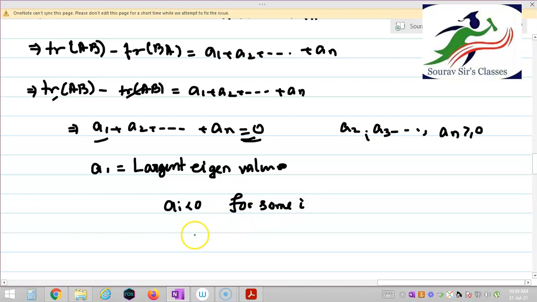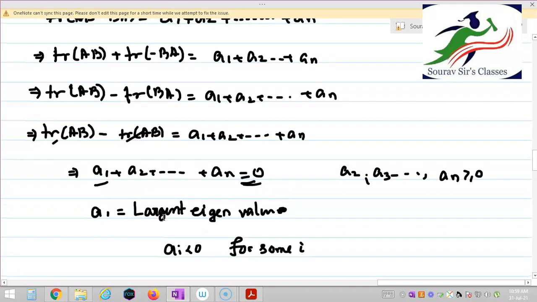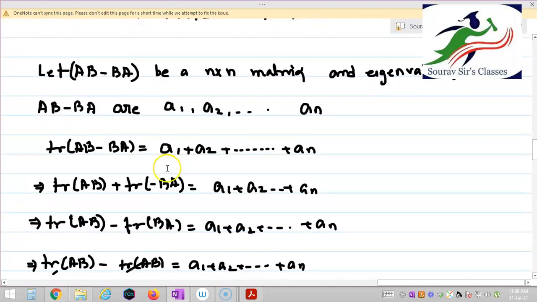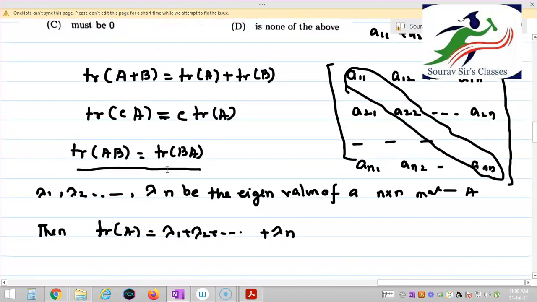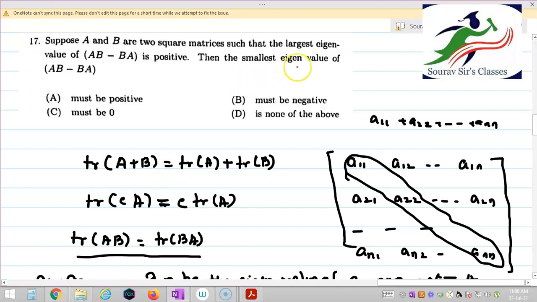Now if there exists a negative eigenvalue, then the smallest eigenvalue is smaller than or equal to AI. As AI is negative, the smallest eigenvalue must be negative. So we have come to the conclusion that the smallest eigenvalue is negative. Now let us see the options. The smallest eigenvalue of AB minus BA must be negative, which is option B. So option B is our correct option, right students?